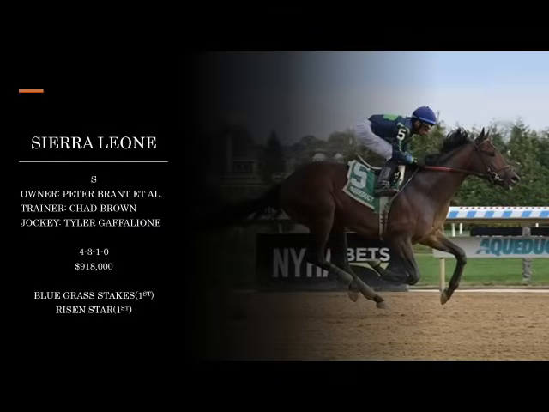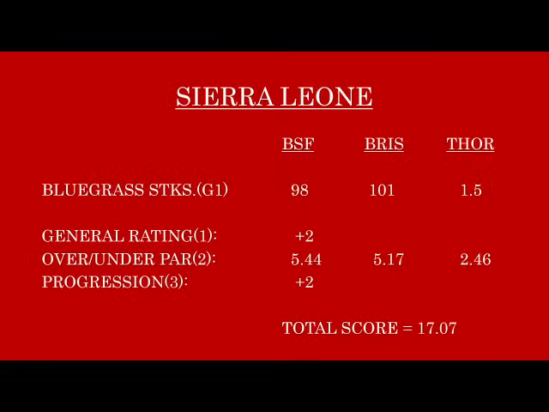So now we'll look at Sierra Leone and the Bluegrass Stakes, and we see he got a 98 Beyer, which is above average, 5.44. He got a 101 Brisnet, that's also above average, 5.17, and a 1.5 Thoroughgraph number, which is 2.46 above average. So his pattern indicates that he's sitting on a big race. So he certainly gets a +2 as a general rating, because those are some of the higher numbers in the field, and they're certainly above average.